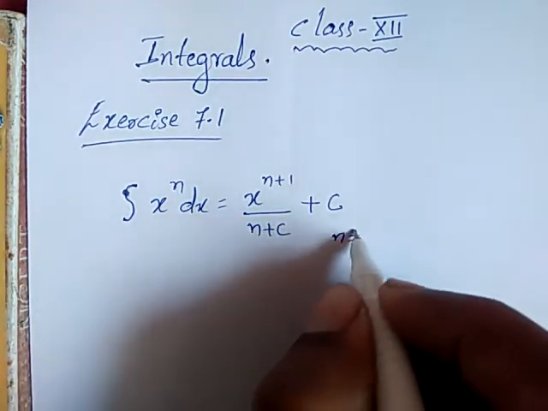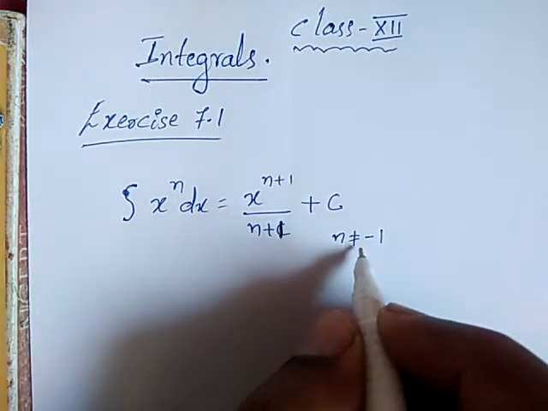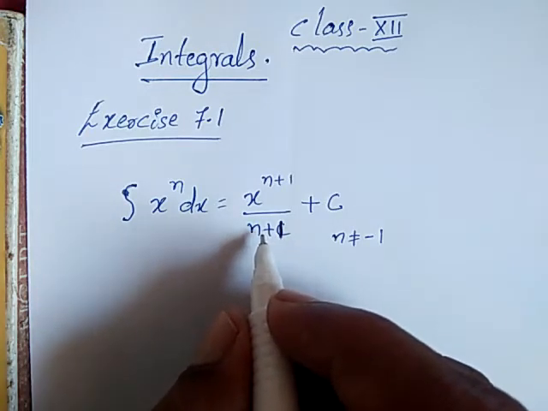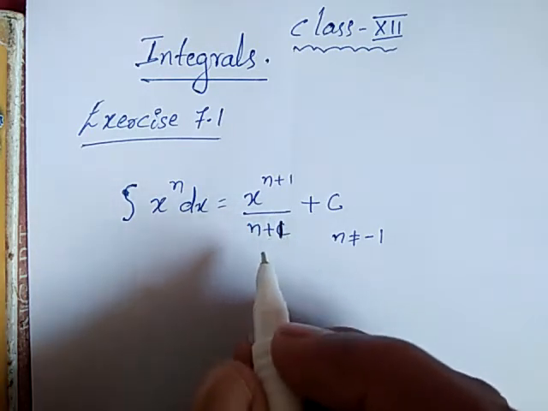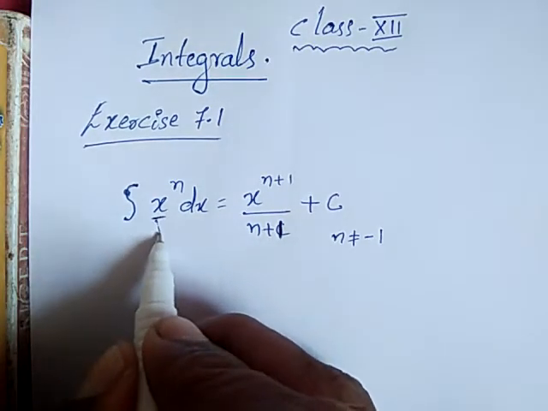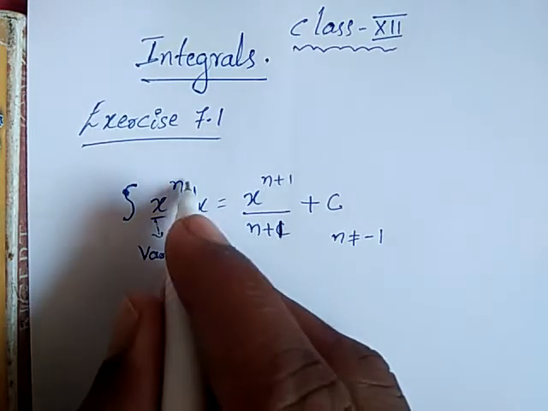Here n should not be equal to minus 1. If it is minus 1, then minus 1 plus 1 cancels and it is 0, so it is not defined, or infinity you can say. So n should not be equal to minus 1. Here x is a variable, and n is nothing but a constant.